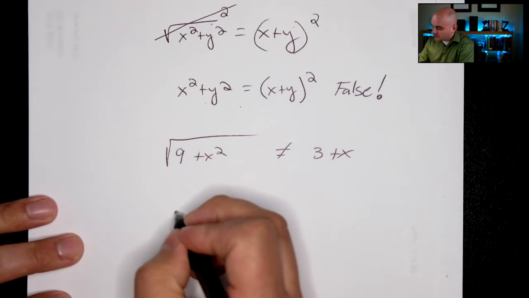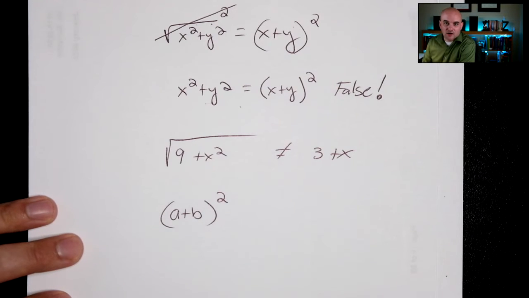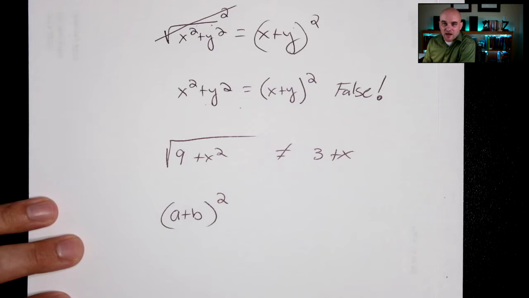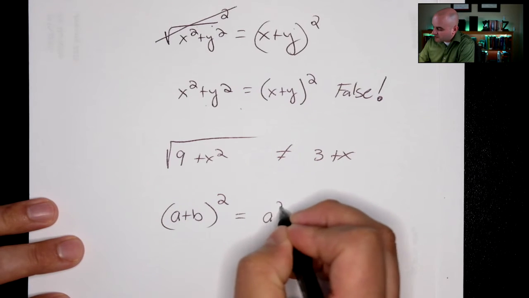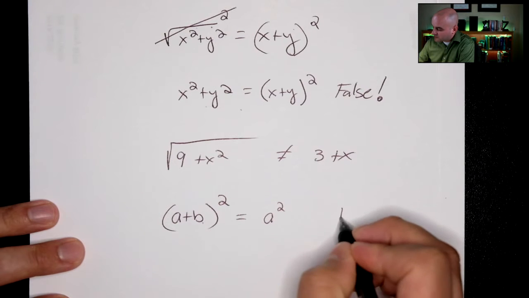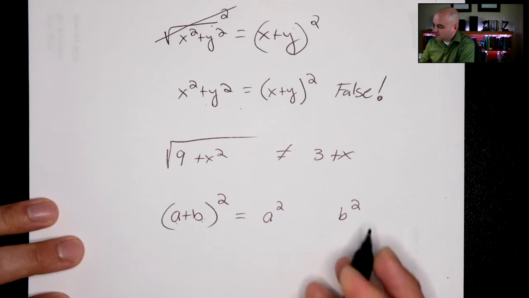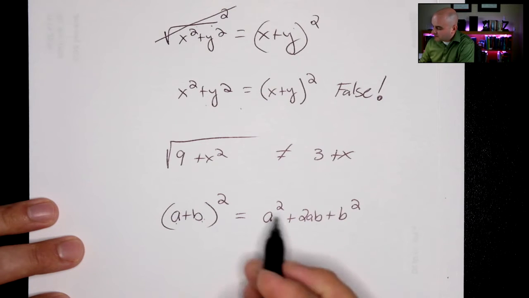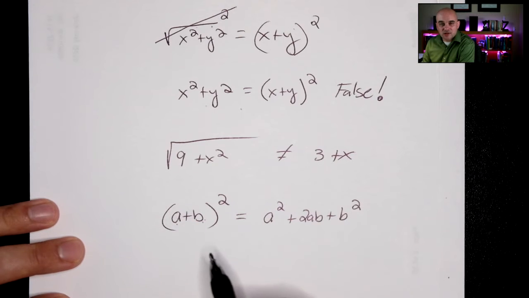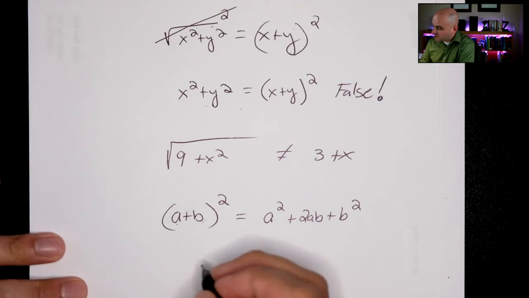In fact, it's a good idea to remember that when you have a plus b quantity squared, our shortcut for that back in Algebra 1 said that this was equal to the first term squared, the last term squared, and then you take the product of these two, which is a times b, and double it. So 2ab. That is what I want you to really know, because that's going to come up all throughout the year. All right. So make sure that you have that memorized.